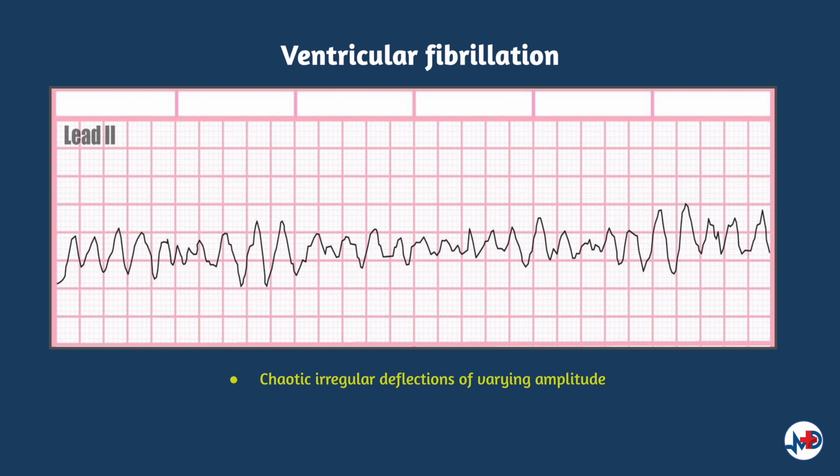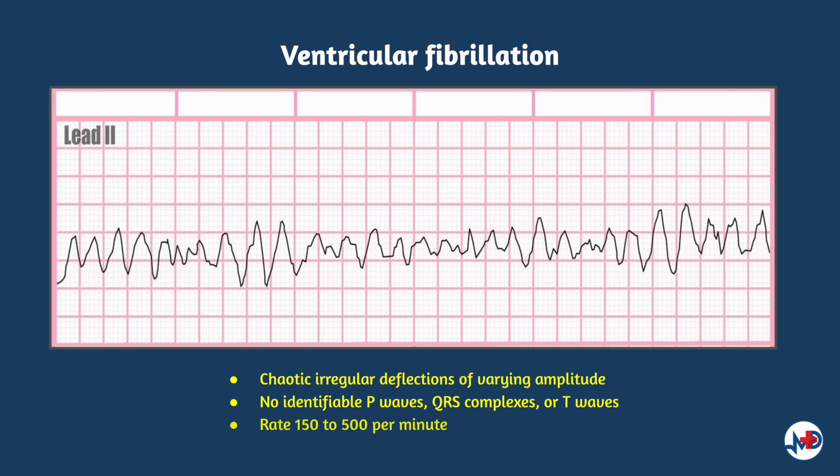Next is ventricular fibrillation. In ventricular fibrillation, the patient is found to be pulseless and there are chaotic, irregular deflections of varying amplitudes with no identifiable P, QRS, or T waves. The ventricular rate is usually between 150 to 500 beats per minute.